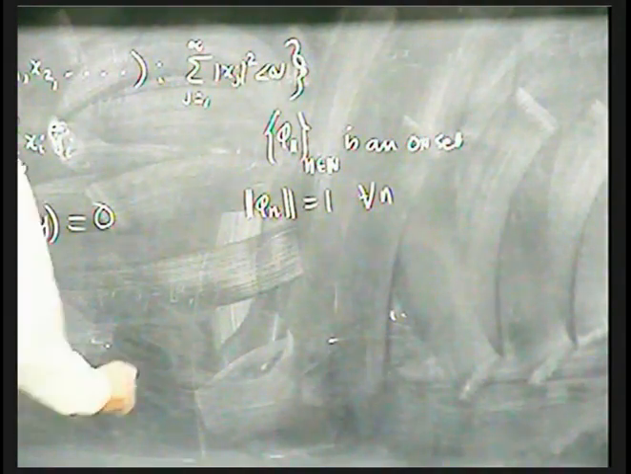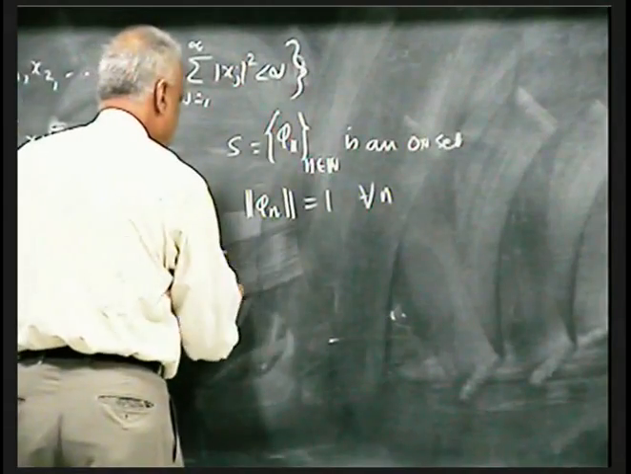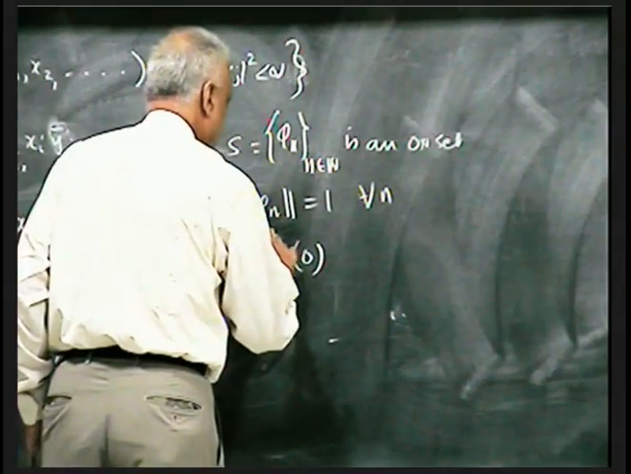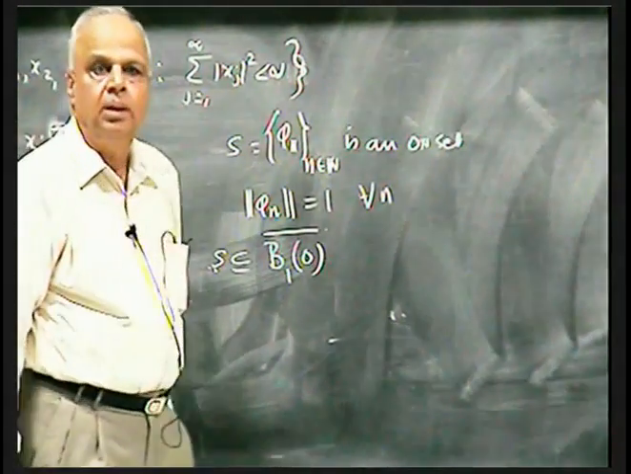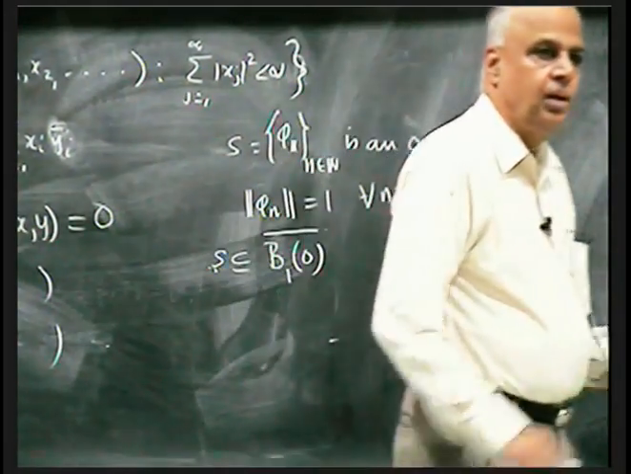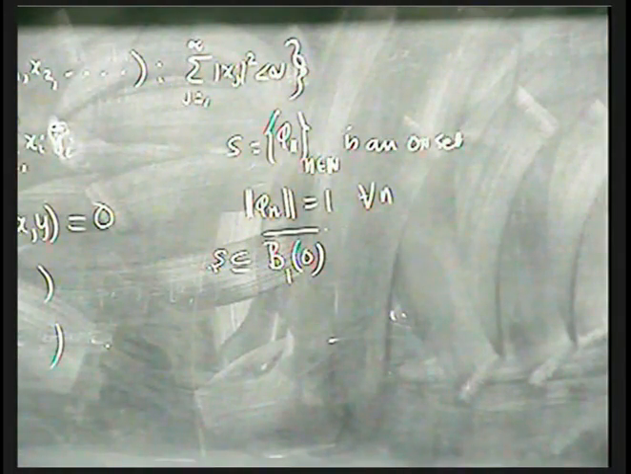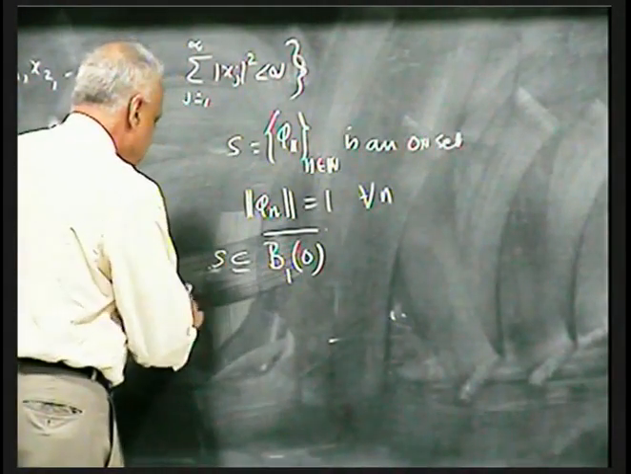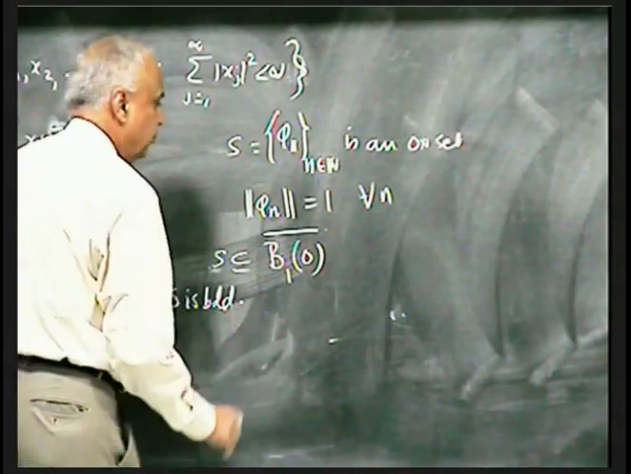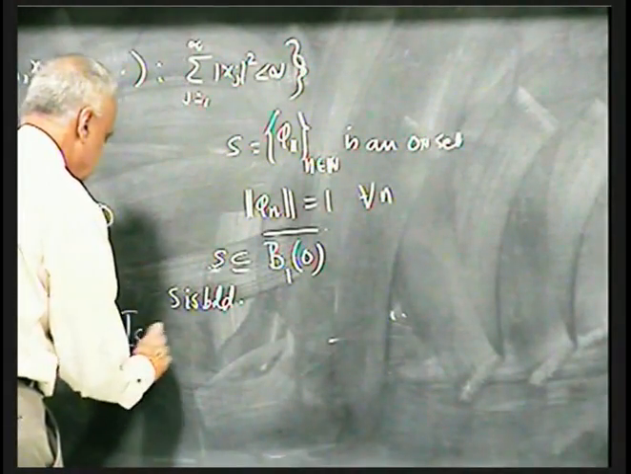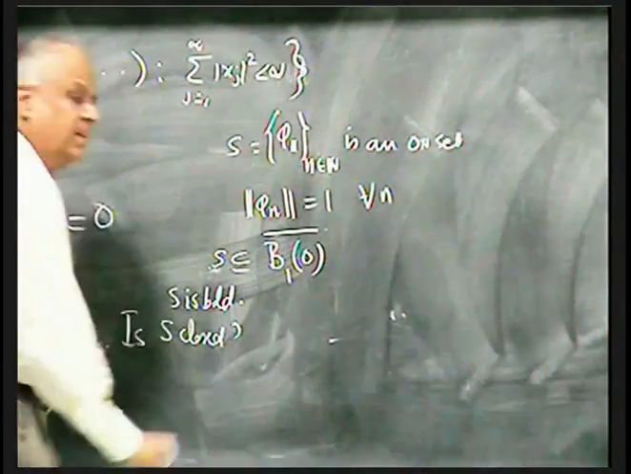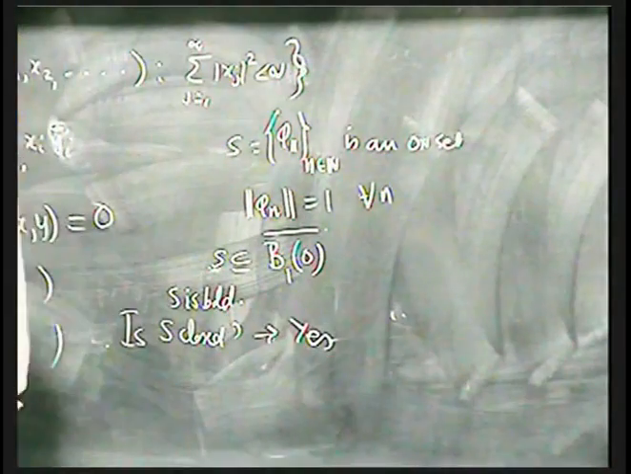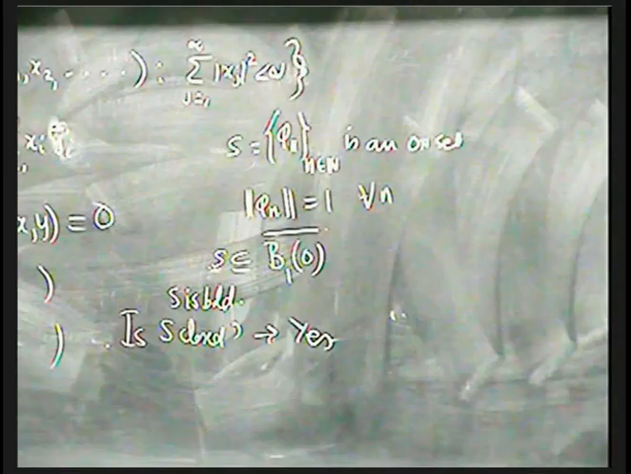So we call this S. S is contained in the ball of radius 1 about 0, including the boundary. But now, S is bounded. Is S closed? And the answer is yes. We will see later shortly why it is. A quicker way of seeing it. The answer is yes.